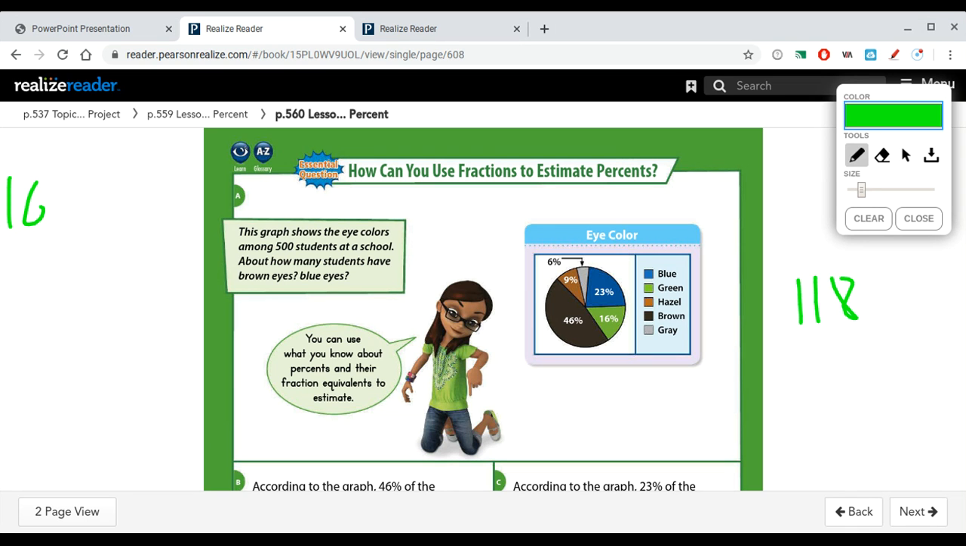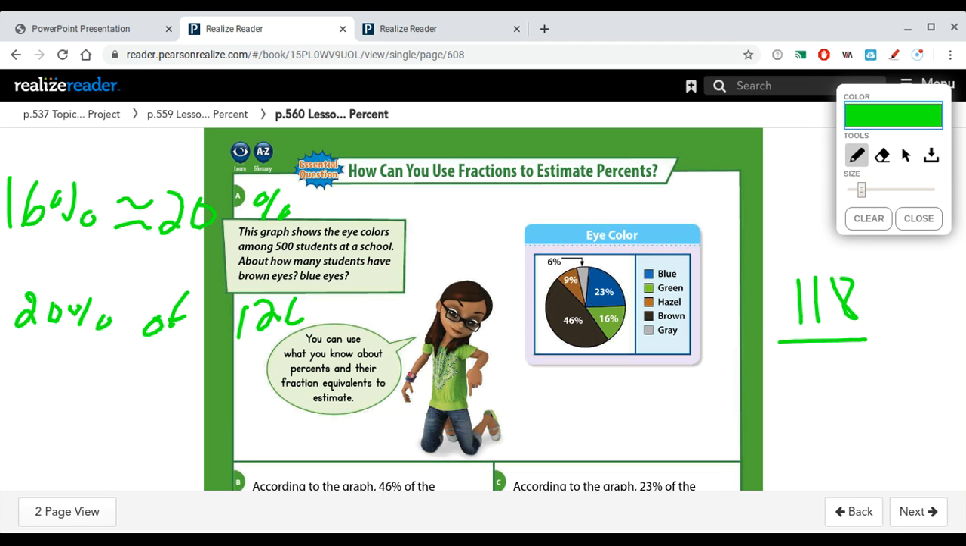So I'm going to say 16% is about 20%. And so it's 20% of, and I'm not even going to keep it at 118 because 118 is not a number that I know how to find 20% of easily. If you know it, great. If you want to keep it at 118, you can, but I'm going to use a compatible number. So I'm actually just going to round it up to 120. So I'm looking at 20% of 120.